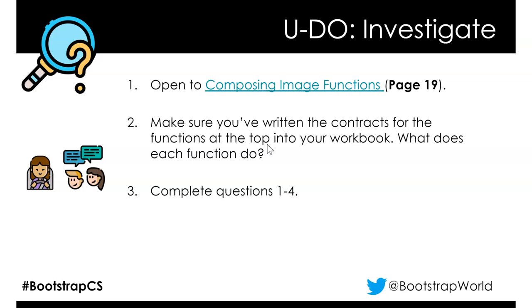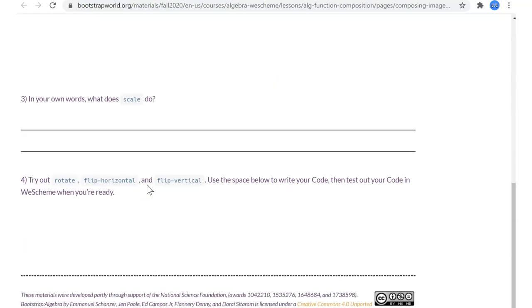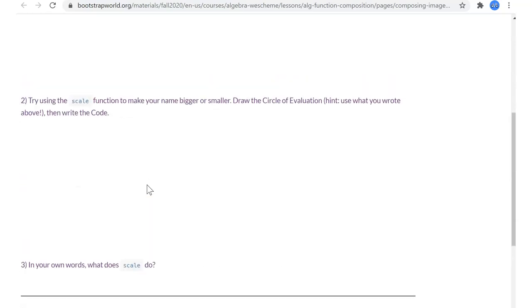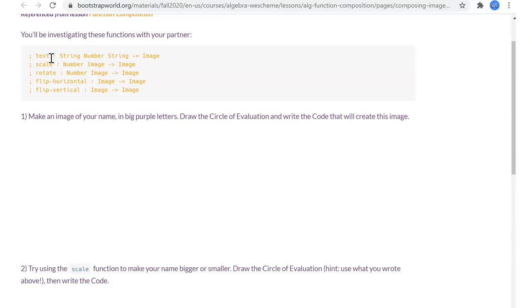All right. So go ahead and pause now and do the exercises on page 19. Great. Hopefully you had fun doing that, drawing out what you're going to get with those. All right, so now let's look at some things we learned in doing those exercises. What do these functions all have in common?